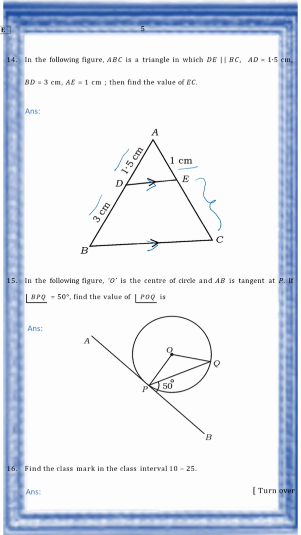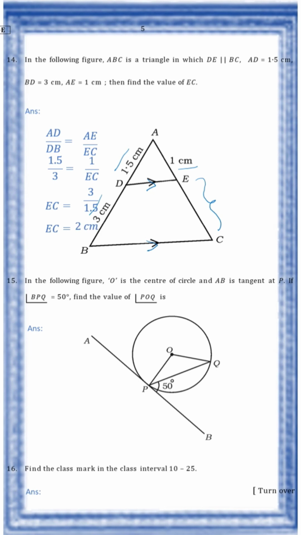If a line is parallel to one side of the triangle, then it divides the other two sides in the same ratio. So AD by DB is equal to AE by EC. Look at the figure and write. AD is how much? 1.5. BD is 3, that is equal to AE is 1 by EC. By cross multiplication, we know that EC is equal to 3 by 1.5, which is equal to 2. So EC is equal to 2 centimeter.